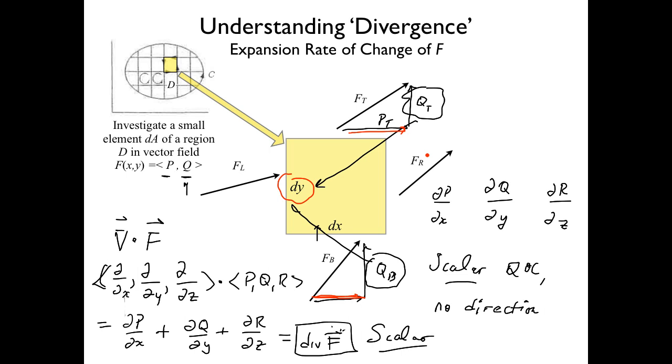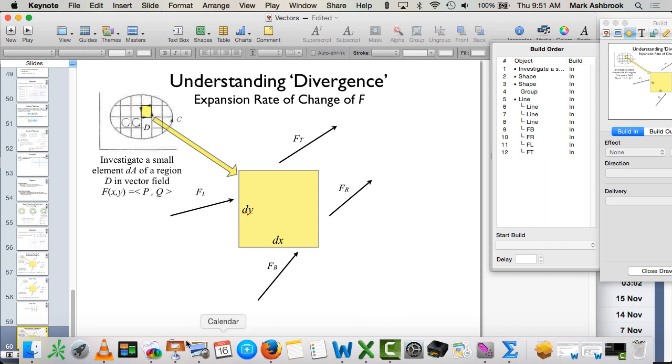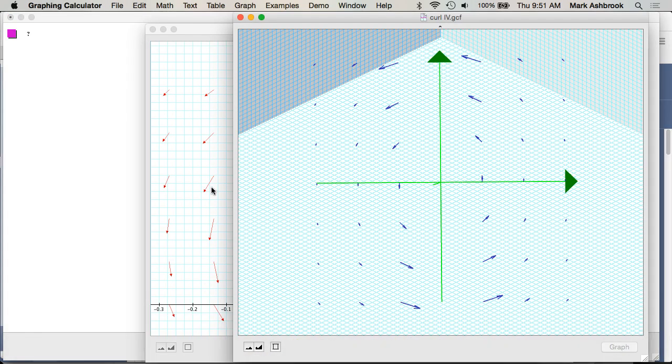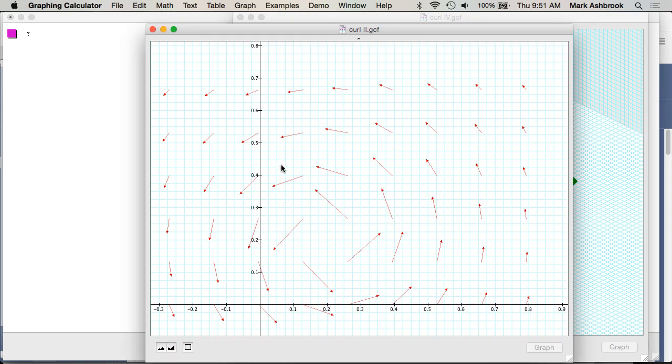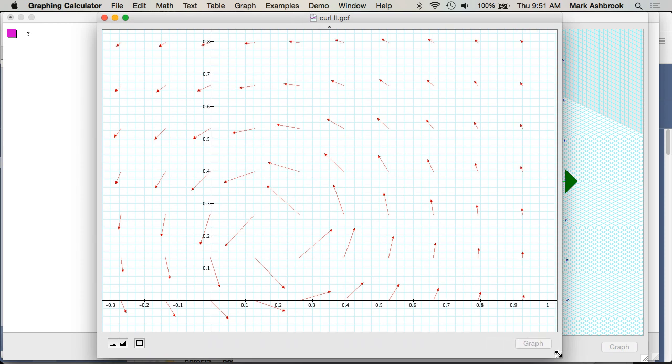Okay, so let's look at some examples. Start with this one. Here's a vector field. Is the curl positive or negative? Positive, because the whole thing's rotating counterclockwise. All right, let's look a little closer here.